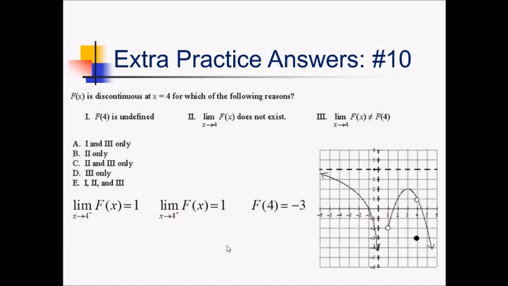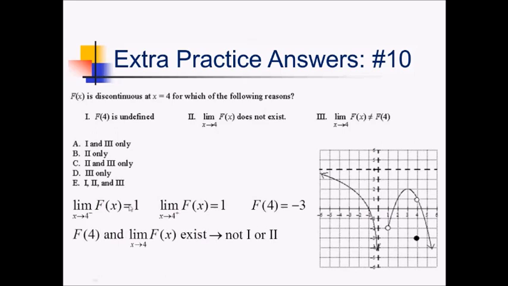Looking at our different answer choices, option 1, f of 4 is undefined. Well, that's false. It actually equals negative 3. Option 2, the limit as x approaches 4 of the function does not exist, also false. The left and the right side limit both equal 1. So in general, we can say f of 4 and the limit at 4 of f both exist. That means options 1 and 2 are no good.